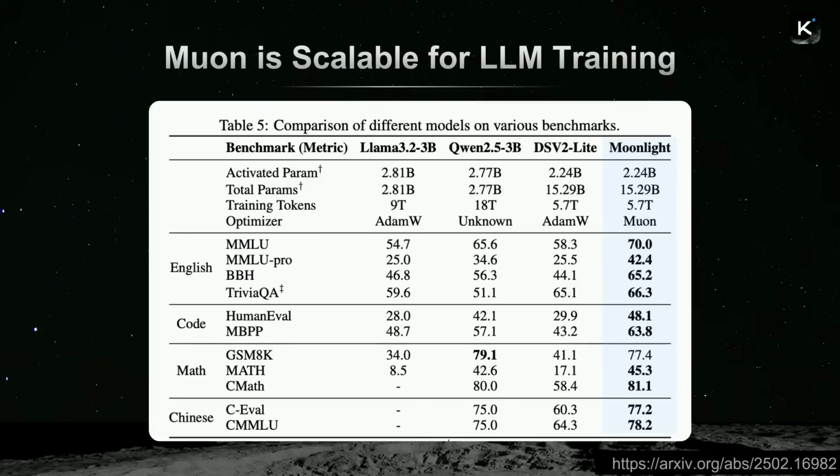And these are some of the results that we presented in the paper. As you can see, with the same number of parameters and the same number of training tokens, we just replace the original AdamW optimizer with the new Muon optimizer. It improves the performance across the board significantly.